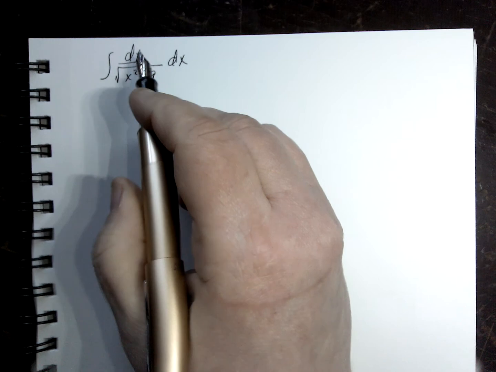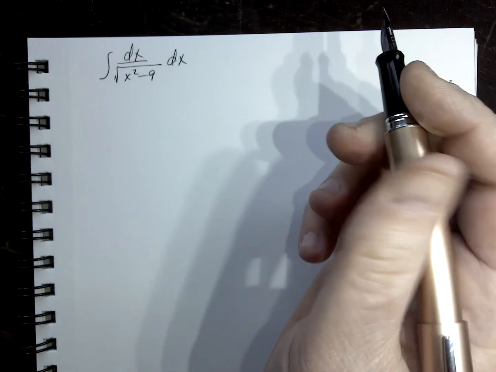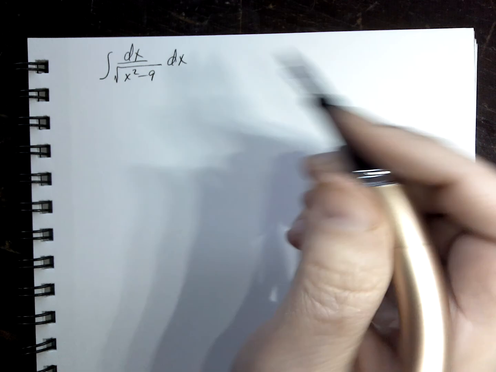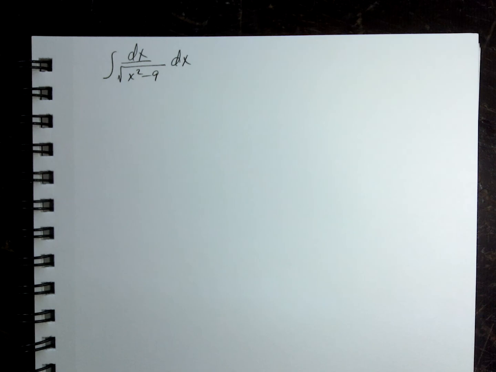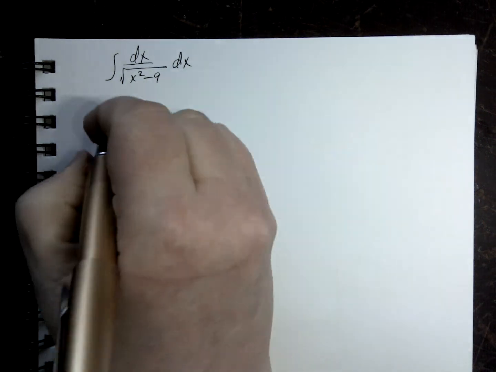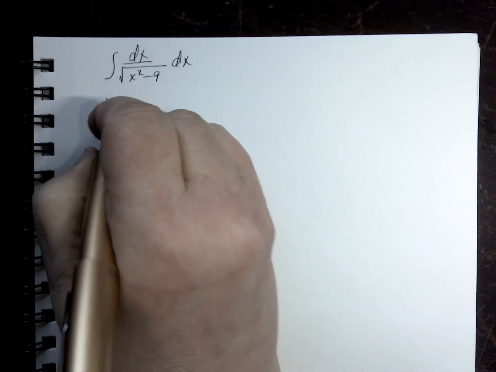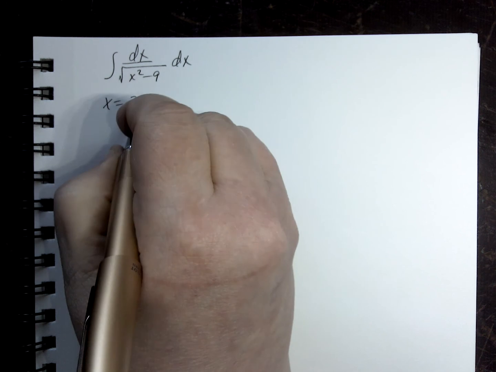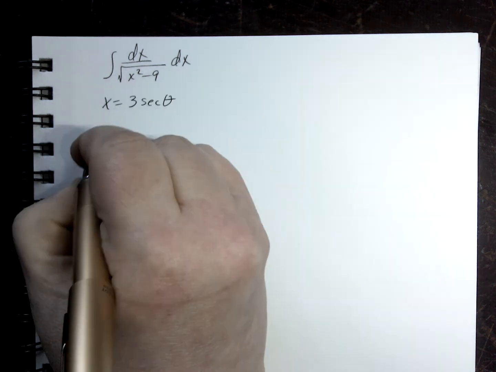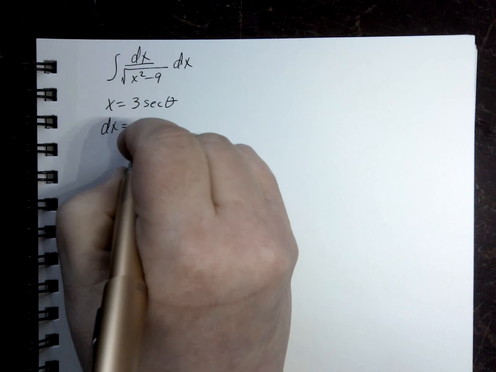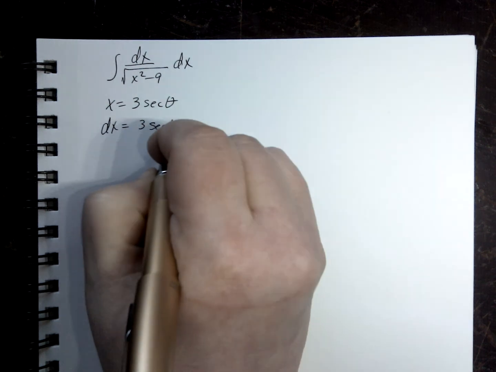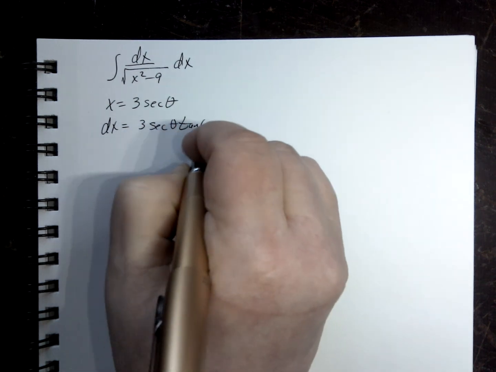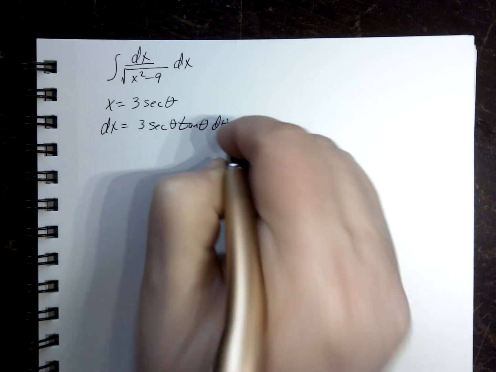The derivative of the inside is not sitting on top. I might actually be able to do this easier with a regular substitution, but since I'm in this trig sub, I'll do that here. I'm going to let x equal 3 times secant theta. So dx is equal to 3 secant theta tan theta d theta.